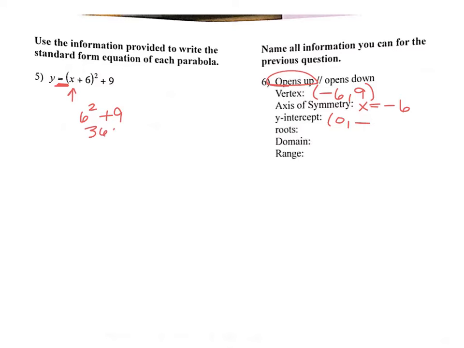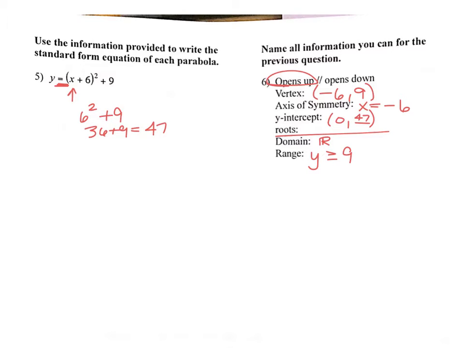That's 36 plus 9, which is going to be 47. So my y-intercept here is 47. All right, roots, I don't know those yet, so I'm just going to leave that blank. Domain is all real numbers. Range, y opening up, greater than or equal to 9 from the y part of the vertex.